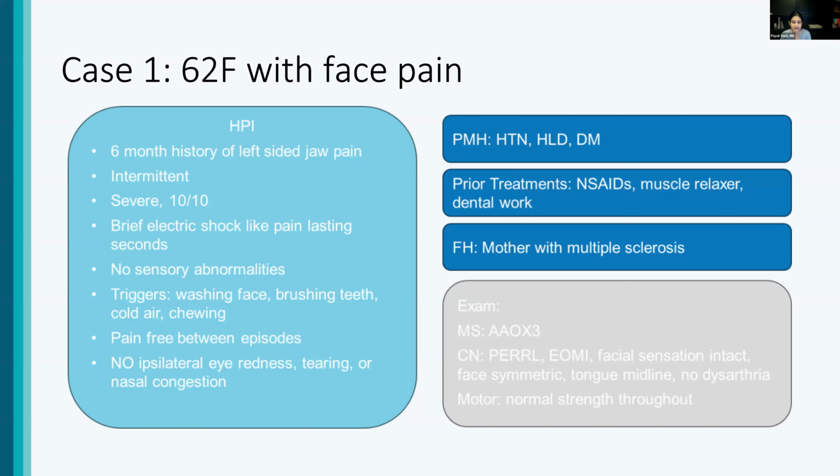Her cranial nerves are all intact. So notably, her facial sensation is intact. She does not have any facial weakness. She does not have dysarthria. Her motor exam is normal as well. So her neurologic exam is normal.